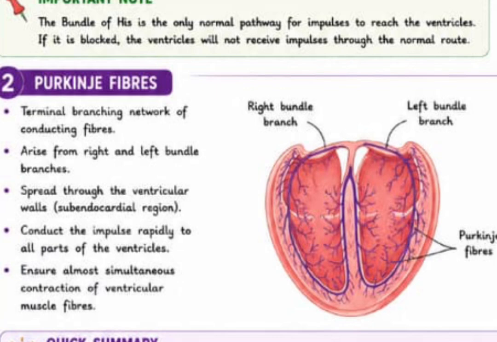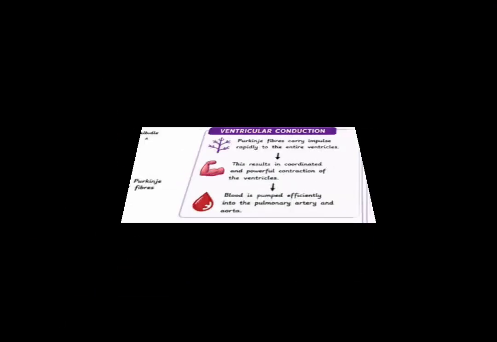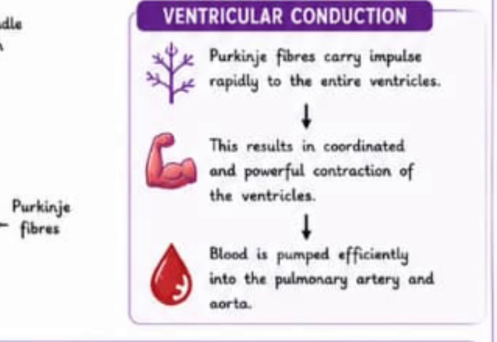They conduct impulses rapidly to all parts of the ventricle. Why are the Purkinje fibers so important? They ensure the simultaneous contraction of the ventricular muscle fibers at once. The right and left bundle branches bring the action potential from the bundle of His to the right and left ventricle, but the one that ensures it spreads throughout the length of the ventricle is the Purkinje fibers, which carry impulses rapidly from the right and left bundle branches.